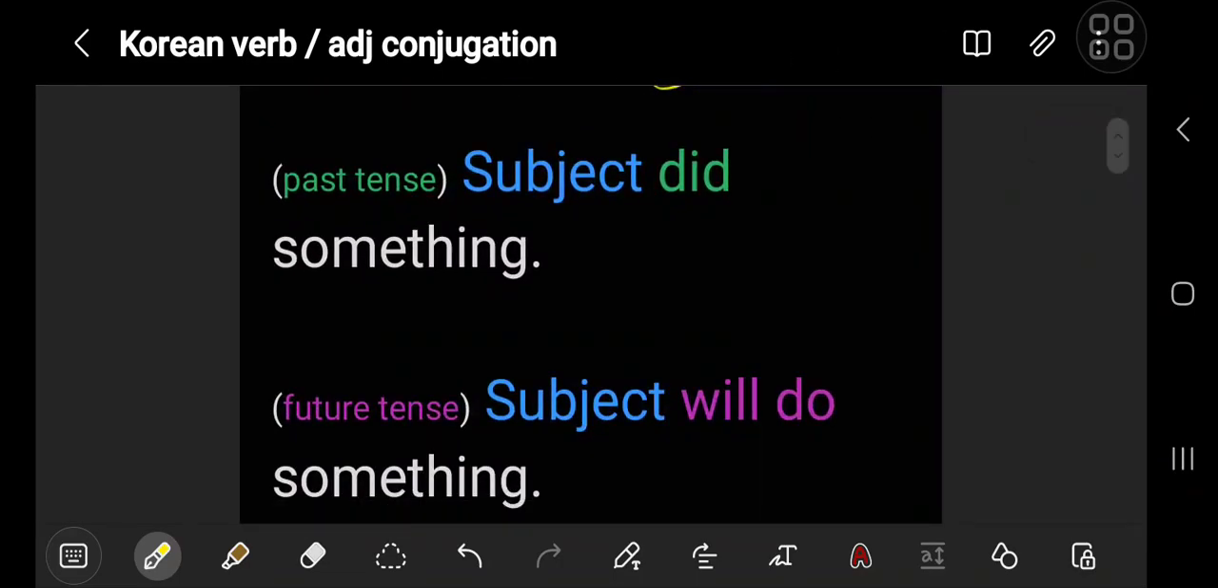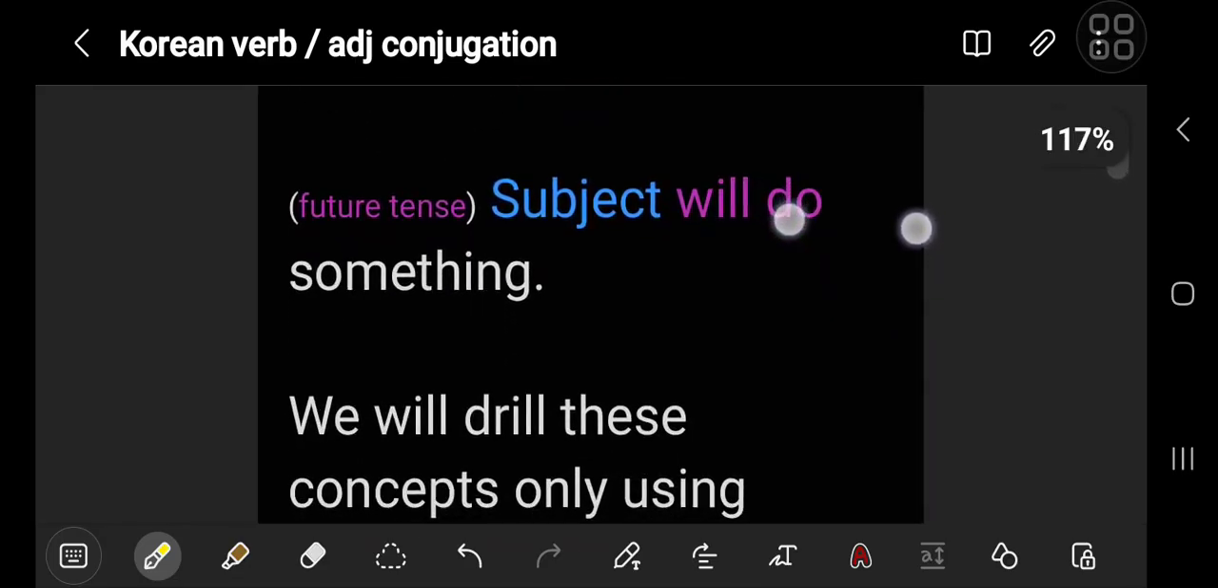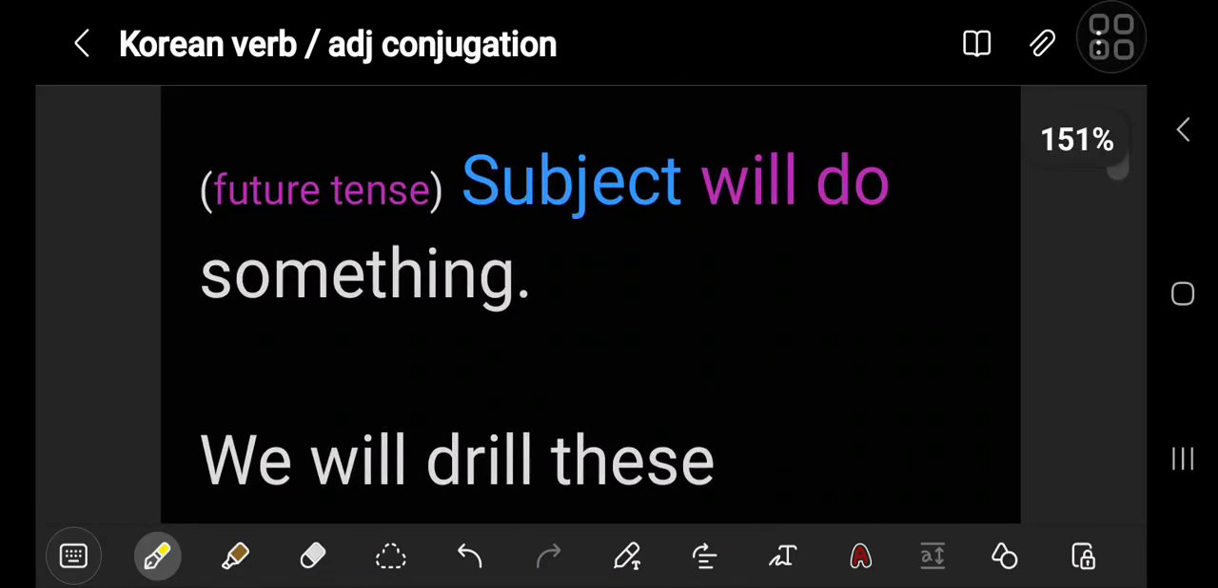Past tense is when the subject of the sentence did something. So it's something in the past. So I ate, I walked, I ran, I flew, I thought. So that's the past tense. And we won't be practicing the future tense, but just as another example, in English, we say a subject or someone will do. This is the future tense, will do something.